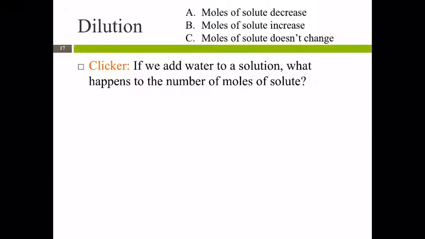The last part of this is that if you want to do any sort of dilutions, we need to think about what the concept is that's happening in dilution. So I want you to go ahead and answer this question. If we add water to a solution, what happens to the number of moles of the solute that were in that solution? Go ahead and click in your answer, aka write it down.